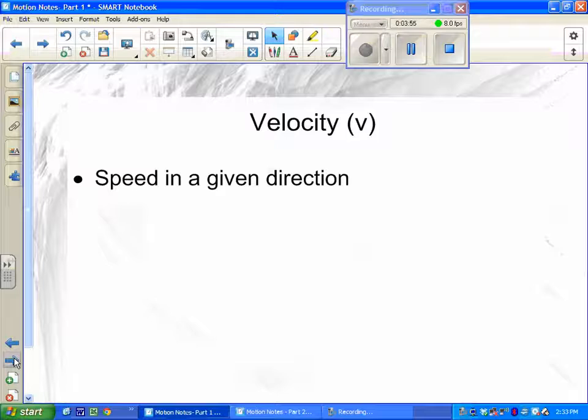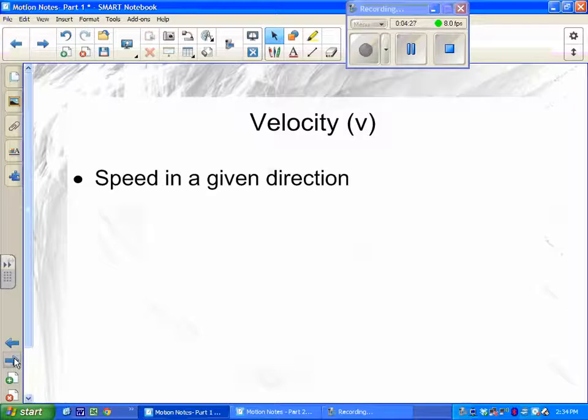An example: if I say I'm moving 8 miles per hour, that is a speed. But if I say I'm moving 8 miles per hour east, that would be a velocity. Or 8 miles per hour up, or down, or 8 miles per hour towards the cafeteria, that would also be a velocity. It needs a direction. Sometimes you'll see velocities that are negative and velocities that are positive. That's also giving it a direction.